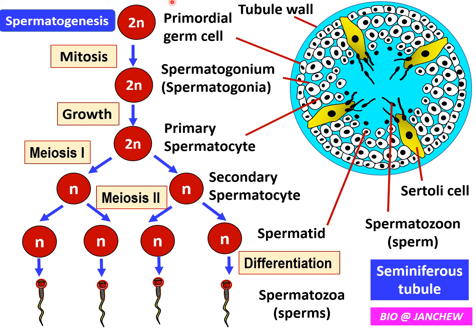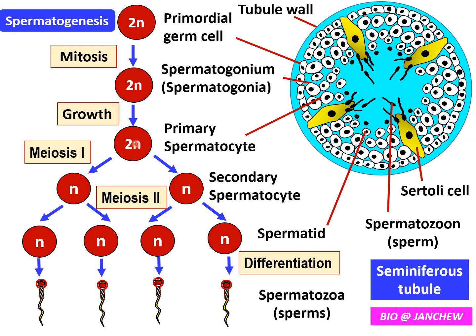All right, now let's look at the flow chart first. The primordial germ cells undergo mitosis to increase the number of cells, and the cells formed are called spermatogonia. Singular form is spermatogonium. The spermatogonia and the primordial germ cells are all diploid. Then the spermatogonia will undergo growth. It will grow to form the primary spermatocyte, which is also diploid. Each primary spermatocyte will undergo meiosis 1 to form the secondary spermatocyte, which will then become haploid.